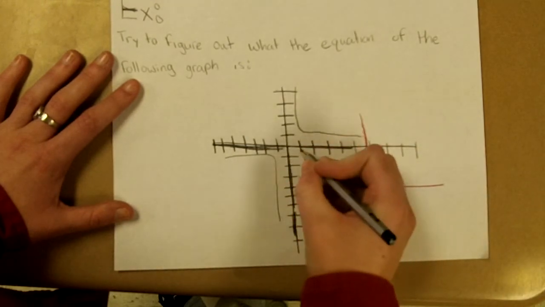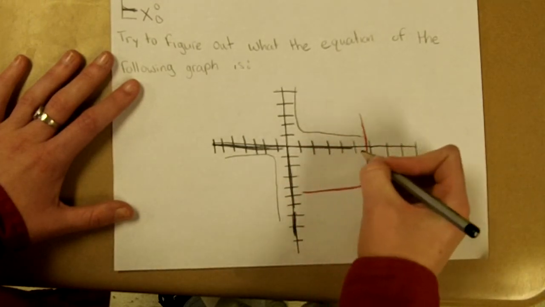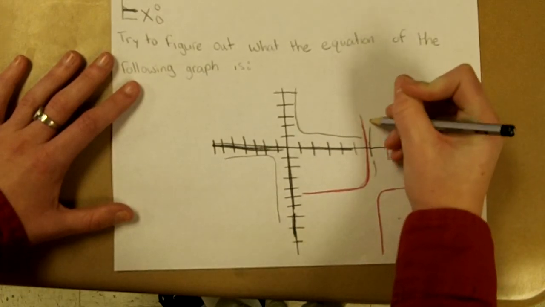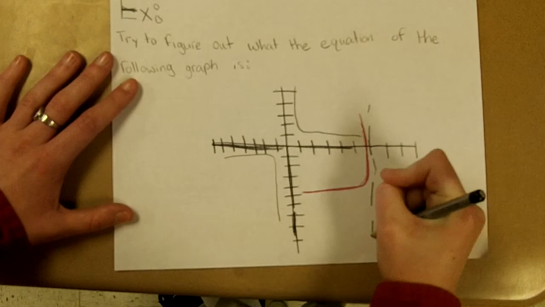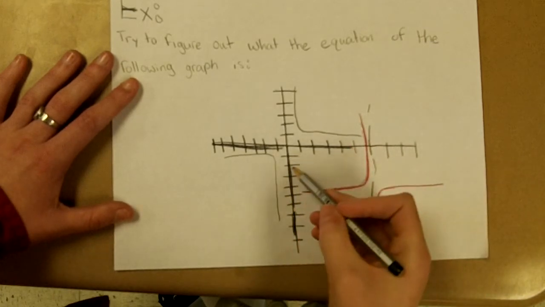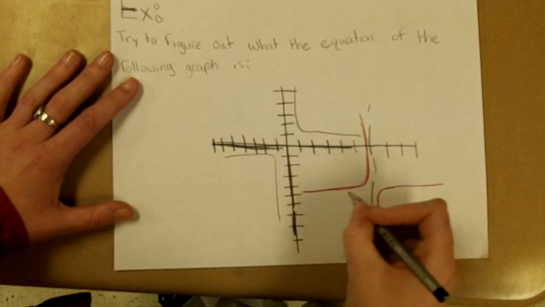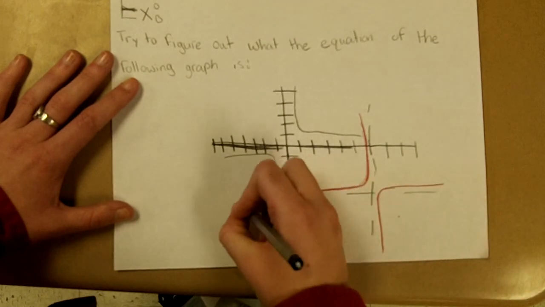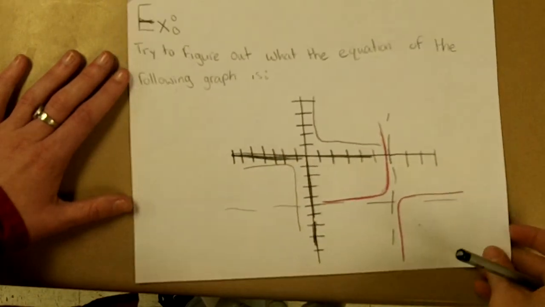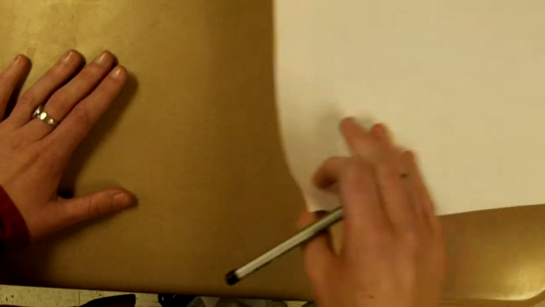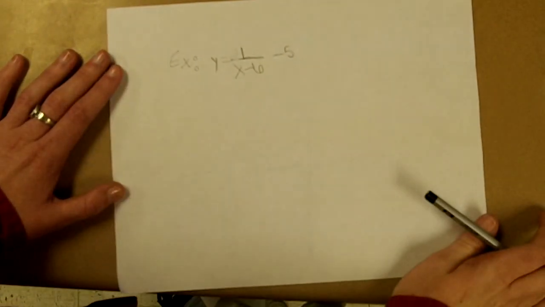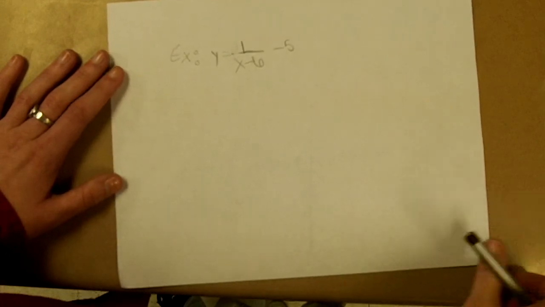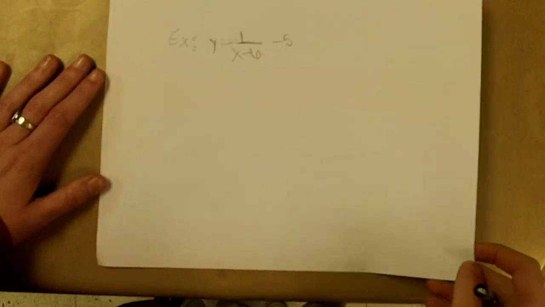So we moved over 1, 2, 3, 4, 5, 6. And then you move down 1, 2, 3, 4, 5. So our equation at the end is going to end up being y equals negative 1 over x minus 6 minus 5. And that is toolkit function y equals 1 over x.